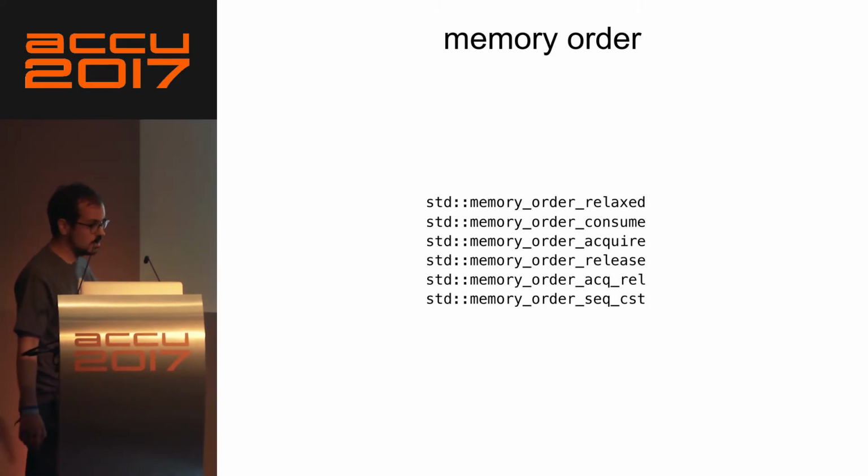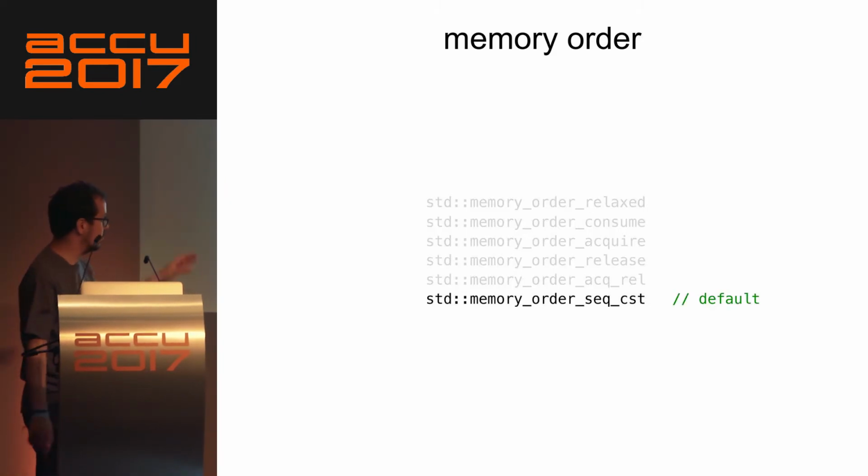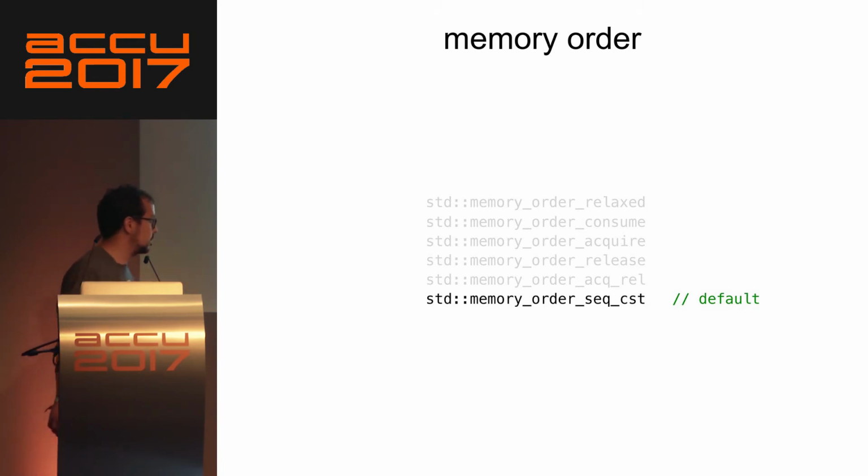Well, if you just omit that, which is what I'm going to do for the rest of the talk, it's going to use this one by default, which is sequentially consistent memory order, which basically means if you execute different atomic instructions in a certain order, then all the other threads are going to see them to be executed in that order, which is basically what everyone would expect anyway, right?